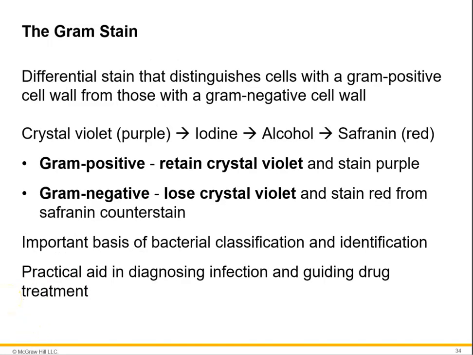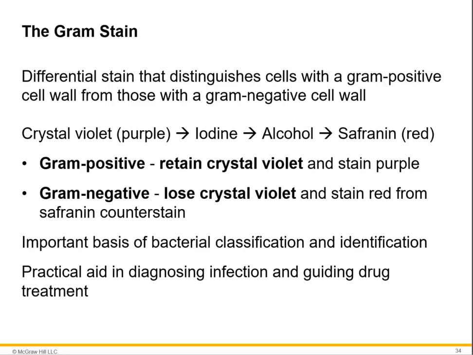So what exactly does it mean to be gram-positive or gram-negative? We've talked about the literal structural differences between gram-positive and gram-negative organisms. But what does gram even mean? Well, Hans Christian Gram was this bacteriologist in the 1800s who developed a staining technique. And this staining technique would stain gram-positive organisms purple and gram-negative organisms red.